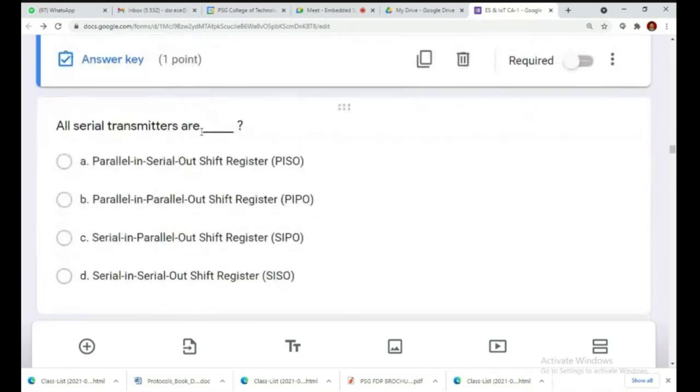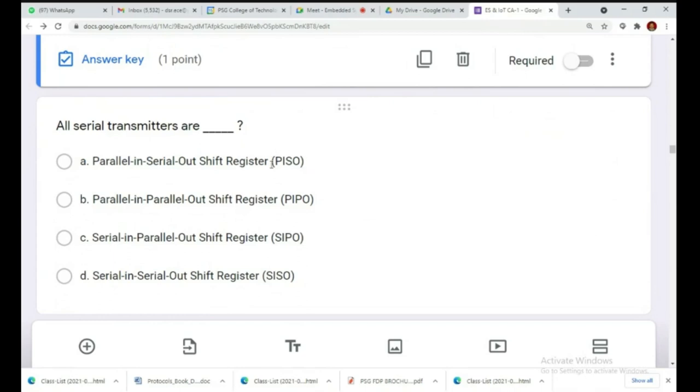So all serial transmitters are parallel in serial out shift registers. That's very important, because internally everything is happening in parallel, but you have to transmit it serially, meaning bit by bit you have to shift out. So parallel in serial out shift registers are the transmitter portion of all the serial protocols or all the serial ports. So A is the right answer, right? Parallel in serial out.